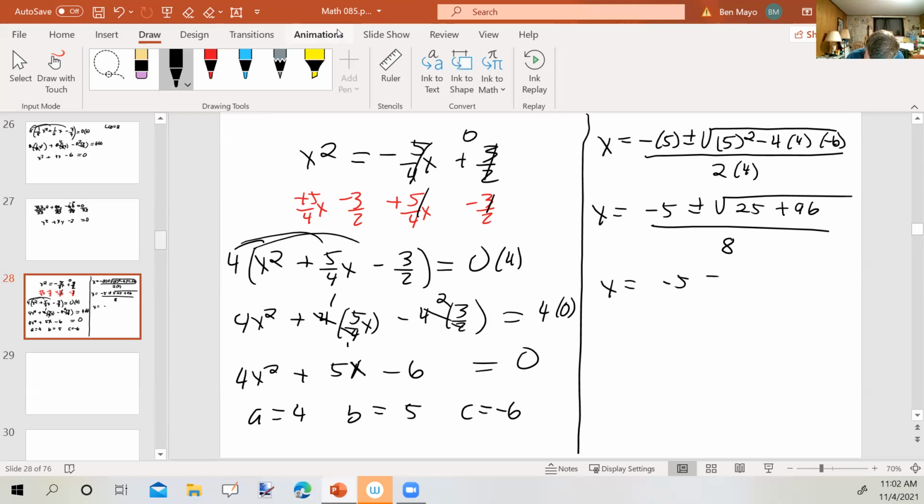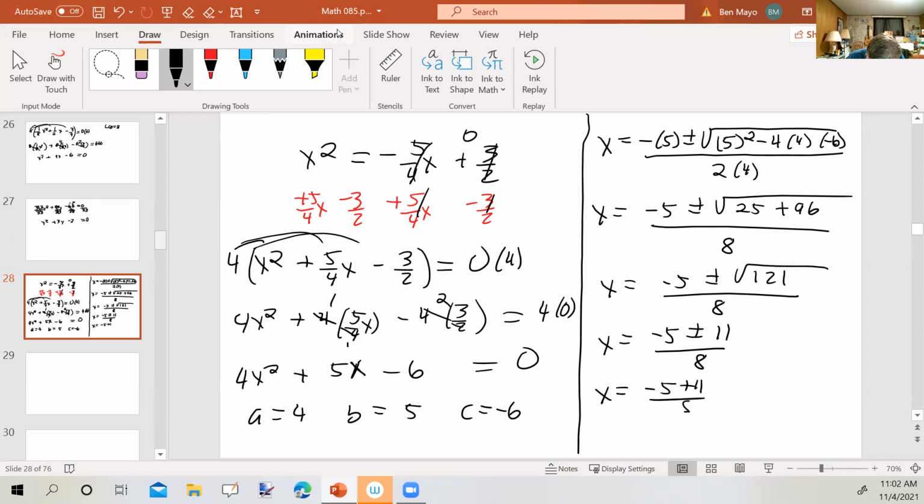X equals -5 plus or minus the square root of 121 all over 8. X equals -5 plus or minus, well, the square root of 121 is 11 all over 8. So we've got x equals -5 plus 11 over 8, which is what, 6 over 8 or 3/4. And we've got x equals -5 minus 11 over 8, which is -16 over 8 or -2. So x equals 3/4, comma, -2.